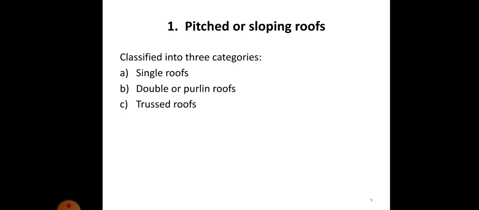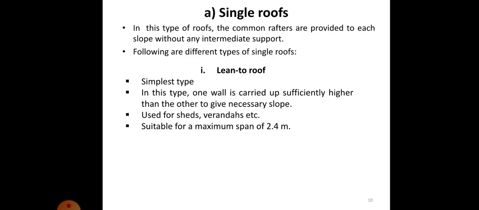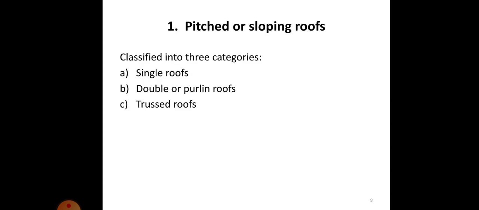A pitched or sloping roof can further be classified into the following three types: single roof, double or purlin roof, and trussed roof. Single roofs are roofs in which common rafters are provided to each slope without any intermediate support. We have already discussed what a common rafter is: common rafters are inclined members which extend from the ridge to the wall plate. In a single roof, the rafters are provided with no intermediate support in between.